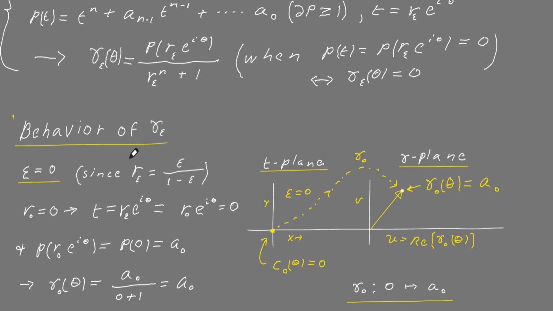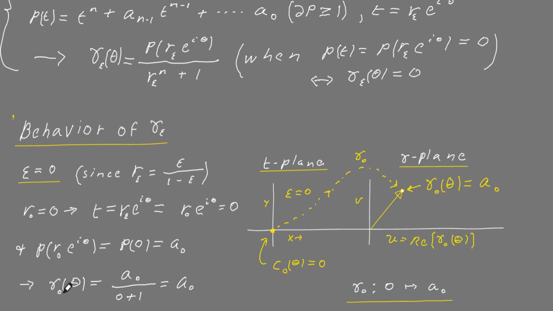Now I'm going to look at the behavior of gamma as a function of epsilon. First, let epsilon equal 0. If epsilon is equal to 0, then r is going to be equal to 0. So you have r sub 0 is equal to 0, and since t is equal to this, and r sub epsilon is equal to r sub 0, and r sub 0 is 0, we have t equal to 0. So p of t, with t in this form, is the same as p of 0, and p of 0 is going to be equal to a0, because if I plug 0 into this equation, I just get a0.